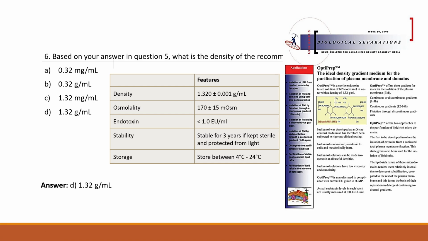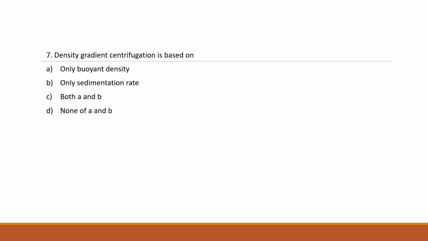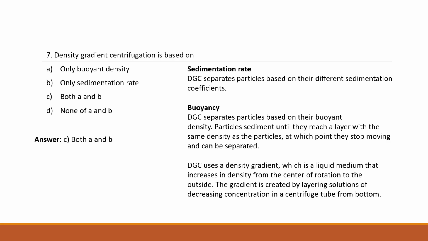The next question: density gradient centrifugation is based on what? A. Only buoyant density. B. Only sedimentation rate. C. Both A and B. And D. None of the above, that is, neither A nor B. What is the answer for this? I think both A and B, ma'am. Yes, very good. Your density gradient centrifugation principle is based on both your buoyant density and your sedimentation rate. So it is both A and B.